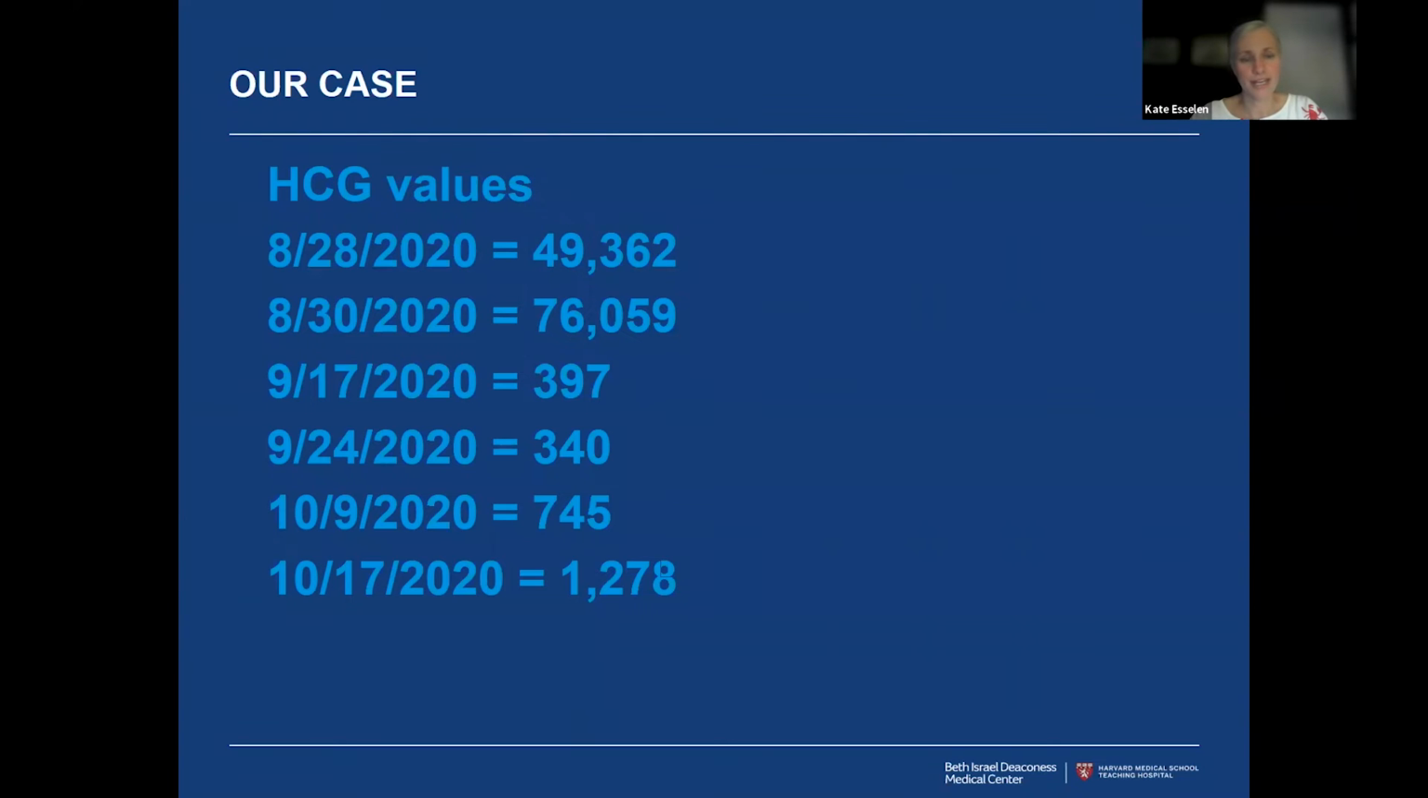Our patient, as we were talking about earlier, was being trended with her HCGs following her evacuation in September. And so she then went on to have an appropriate decline after her D&C with an HCG under 400. It had peaked just before her D&C at almost 80,000. And then it continued to decline appropriately for a period of time.